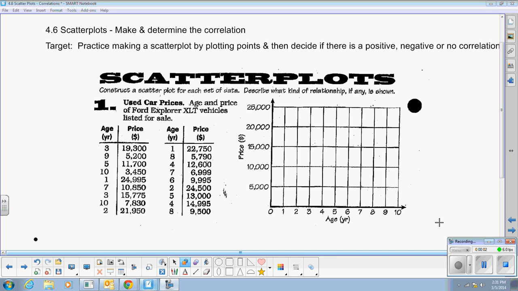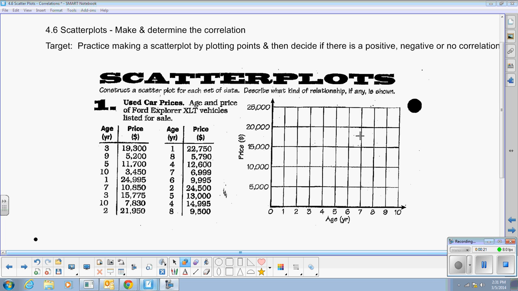Okay, in 4.6 with scatter plots, we took some time to look at the three types of correlations that are possible. Now what we're going to do is make one and then see what correlation we have after making them. So what I want you to do is practice making a scatter plot with this activity, and then you'll be deciding if there's a positive, negative, or no correlation in the scatter plot.